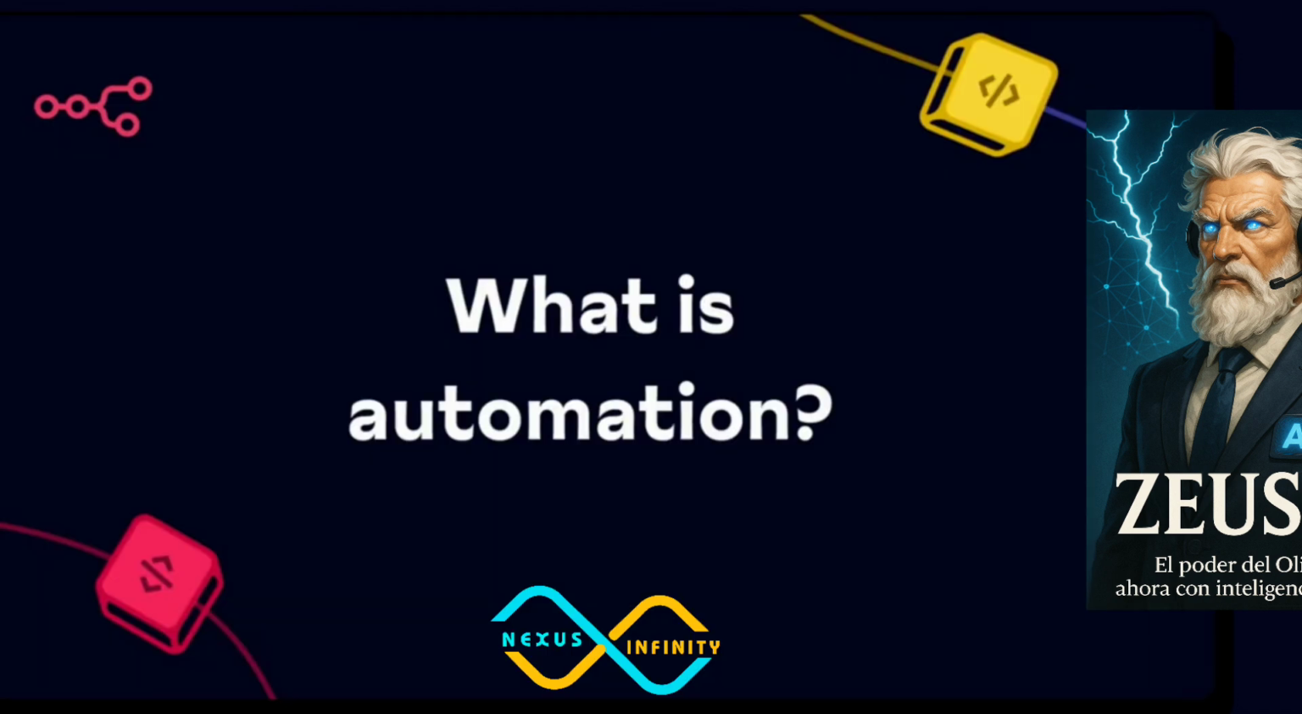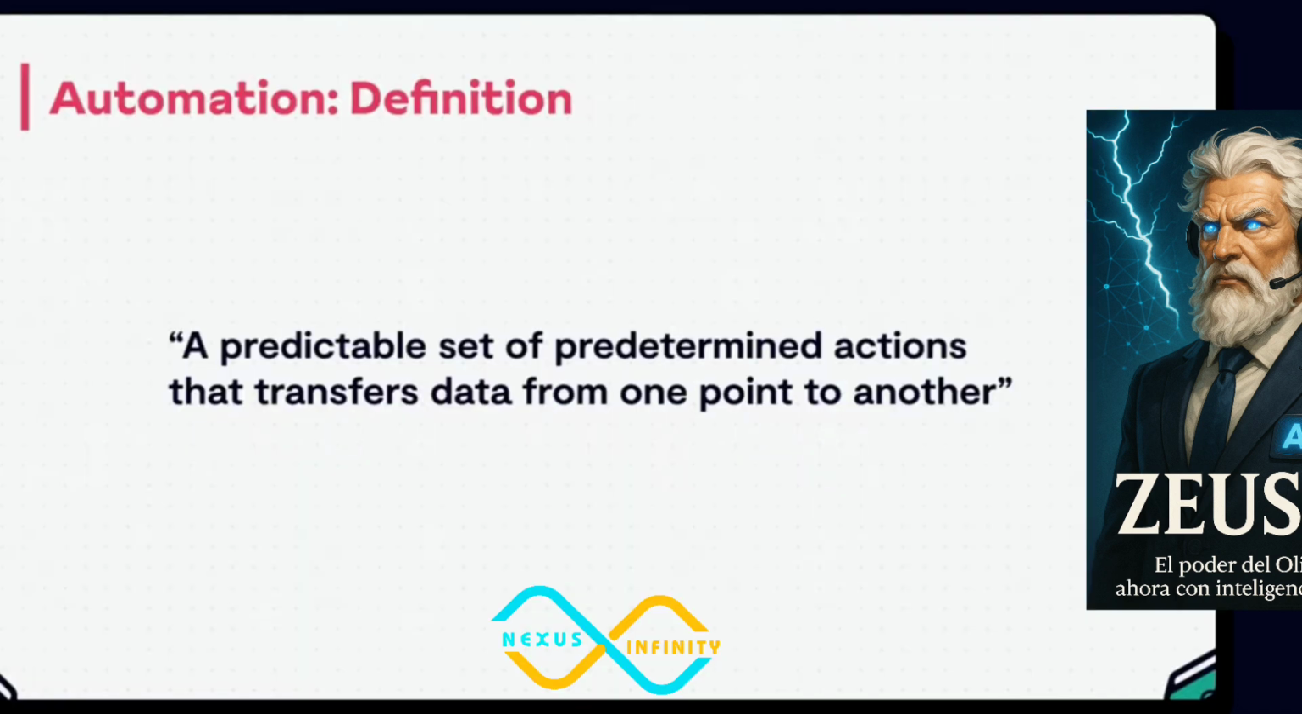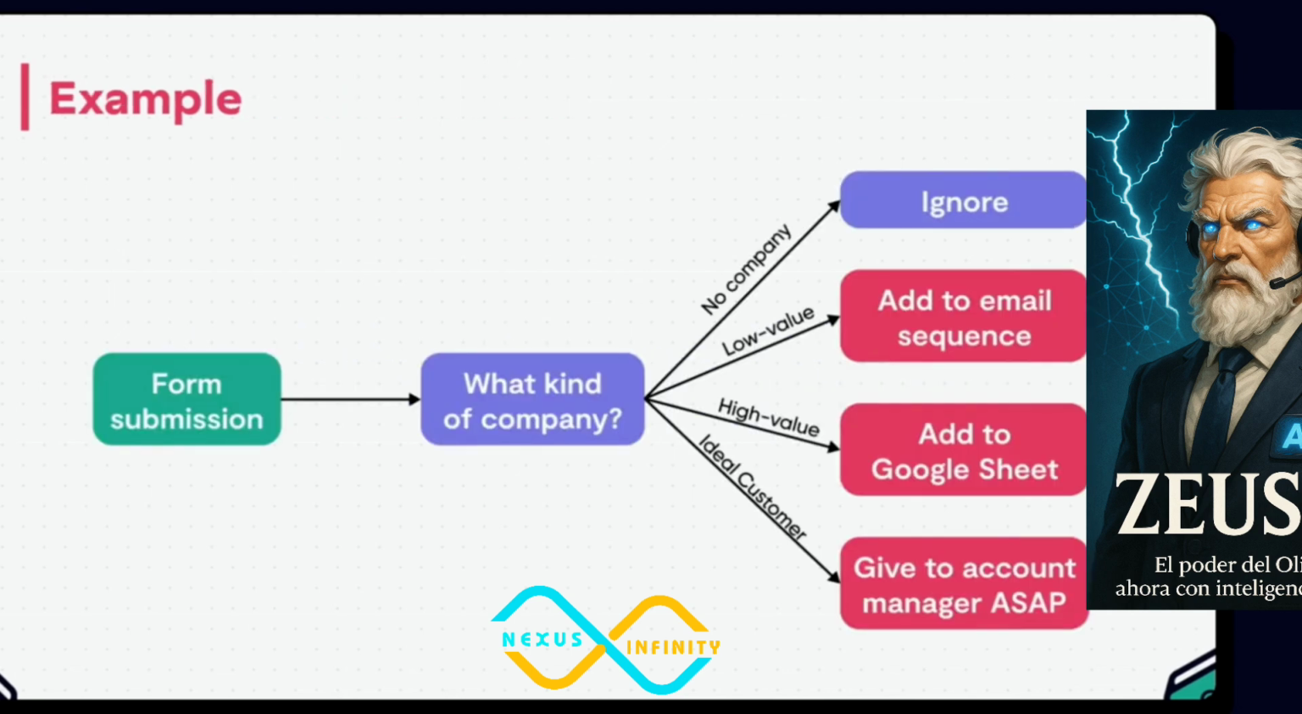So, what is automation? Let's start with the definition. Automation is a predictable set of predetermined actions that transfers data from one point to another. So this is a very wordy definition. Instead of breaking it down like this, I would like to show you an example.